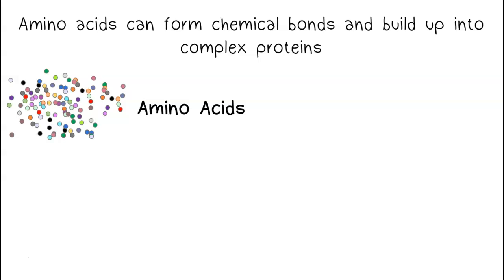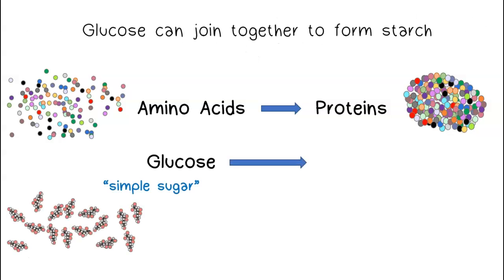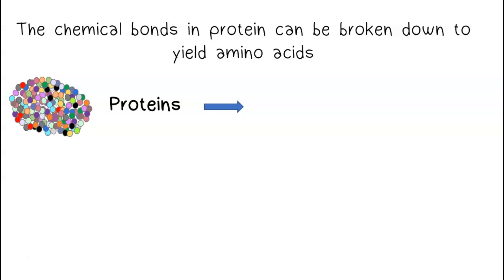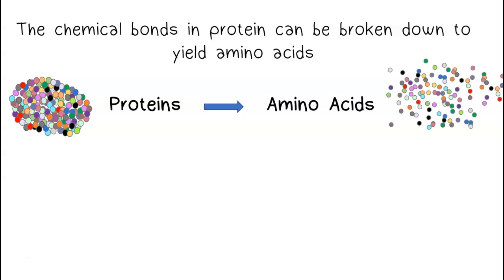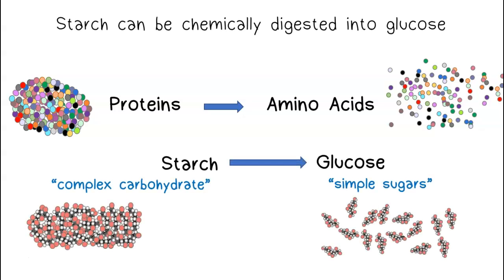Amino acids can form chemical bonds and build up into complex proteins. Glucose, a simple sugar, can join together to form starch, a complex carbohydrate. Likewise, the chemical bonds in protein can be broken down to yield amino acids. And starch can be chemically digested into glucose.